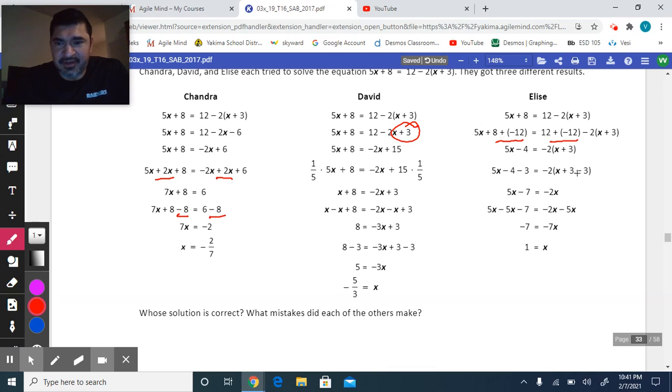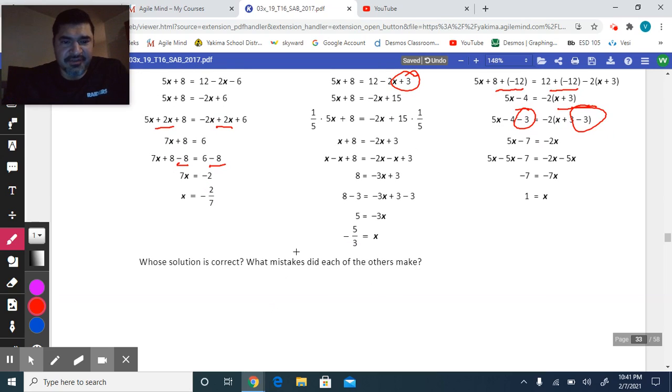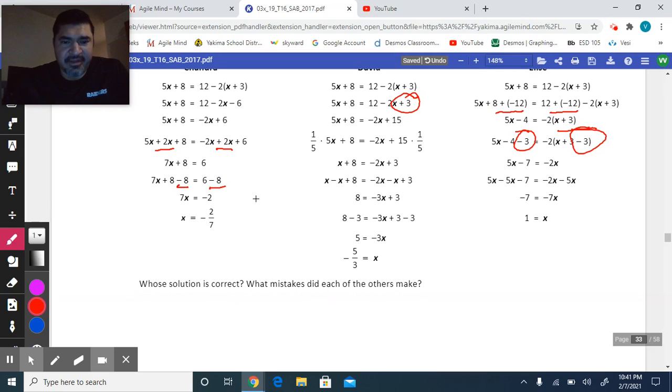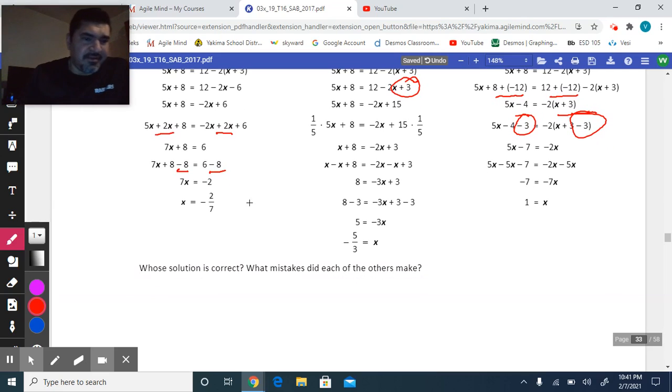Our next step here is they subtracted 3, but they did it from inside the parentheses. They should have distributed first. So this here is the mistake. So let's go ahead and continue here. Whose solution is correct? That would be Chandra. And I'll go ahead and type that out.